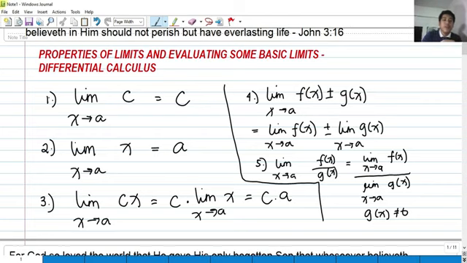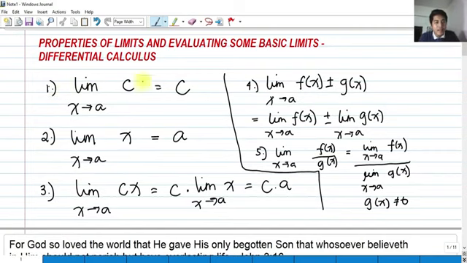So let's get started. For number 1, we have the limit of c as x approaches a. Again, this is read as the limit of c as x approaches a is equal to c, where c is any constant number and a is any real number, any real value we can substitute. So, if we evaluate the limit of a constant as x approaches a, that is only equal to the constant itself. So, the limit of a constant value is the constant itself.